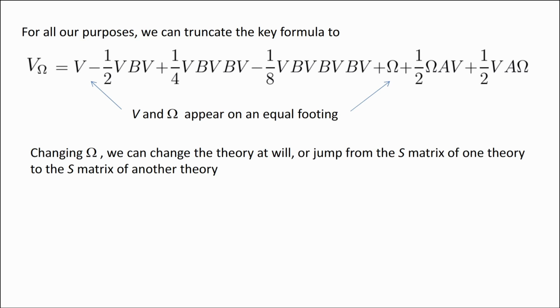And that is true. Using omega, you can change the theory at will. You can even jump from the S matrix of a theory like phi to the 4th to the S matrix of the standard model. And that is because we have just been playing with matrices so far with no physical input. Sooner or later, we will have to give some physical inputs and restrict the arbitrariness we have on omega. So to avoid this, we require that omega is at least of order V squared, and moreover, it will have to satisfy other properties.